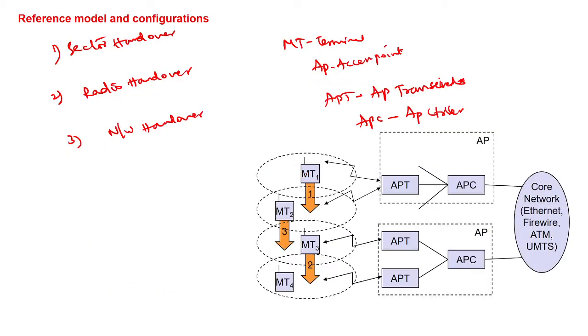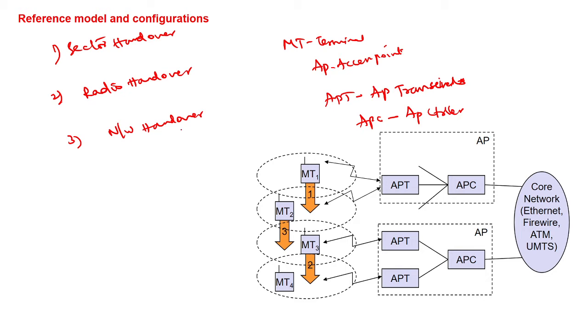In this sector handover we have the handover from MT1 to MT2. MT1 is connected with the access point transceiver of the first AP, and MT2 is also connected to the access point transceiver of the first AP. So there exists sector handover. With respect to sector antennas, the mobile terminals are receiving the radio frequencies.